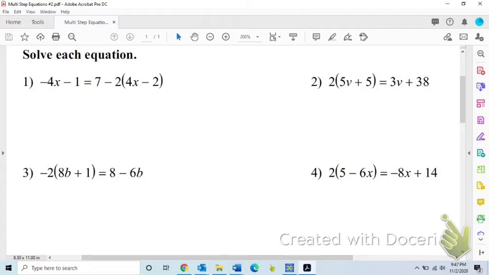So, this is for my integrated math class. We're working on multi-step equations. All we're doing today is just upping the difficulty a little bit. Multi-step equation 2. So if you finish multi-step equation 1, go ahead, grab multi-step equation 2, and let's get after it.